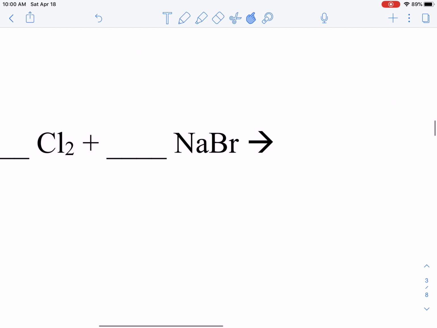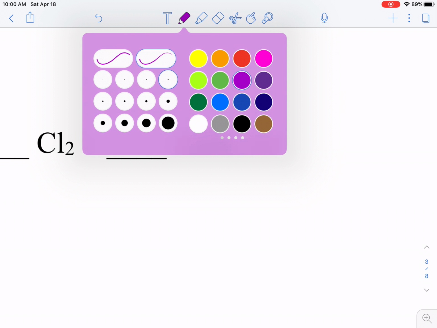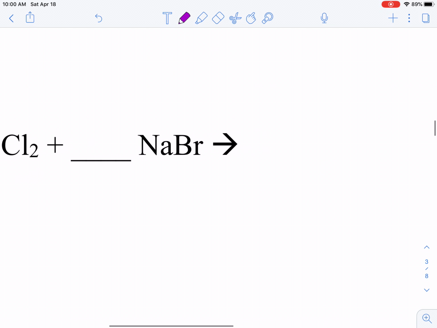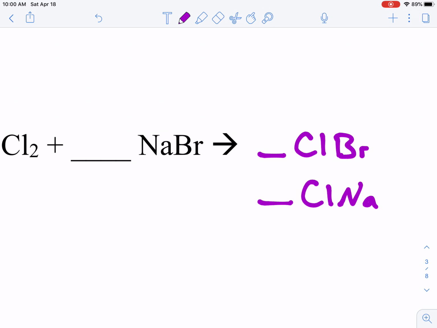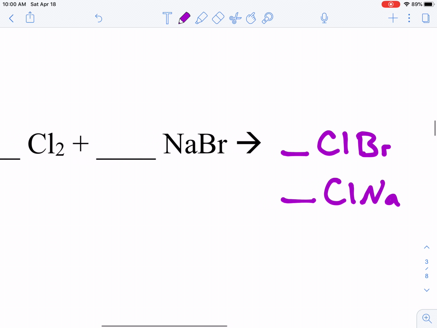Looking at number 2. Again, we have 2 options, right? Let's think of the compounds we could make. We could put, at the end of the day, Cl with Br, or we could put Cl with Na, right? And how do you know which one to do? Well, you look at their charges. So Cl is a -1, Na is a +1, and Br is a -1. So what is Cl going to end up with? Well, Cl is going to have to end up with Na, because if it ends up with Br, we'd have 2 -1s together, and that's not good. So let's get rid of that option.